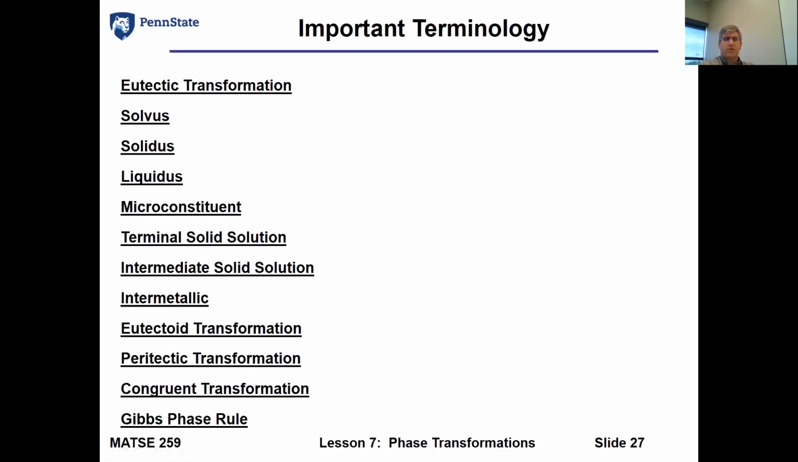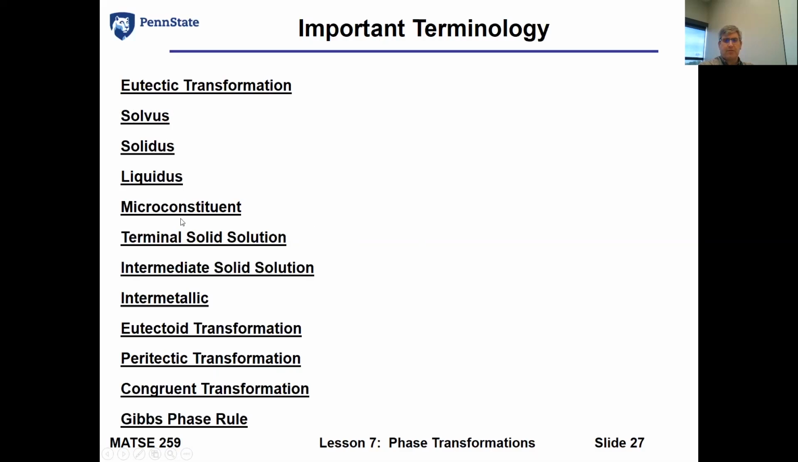So what's our important terminology? We're going to see that there's a little bit more here than we had before. We had seen solidus and liquidus before, but the solvus is basically a boundary between two solid solutions or two solid phases in the binary phase diagram.